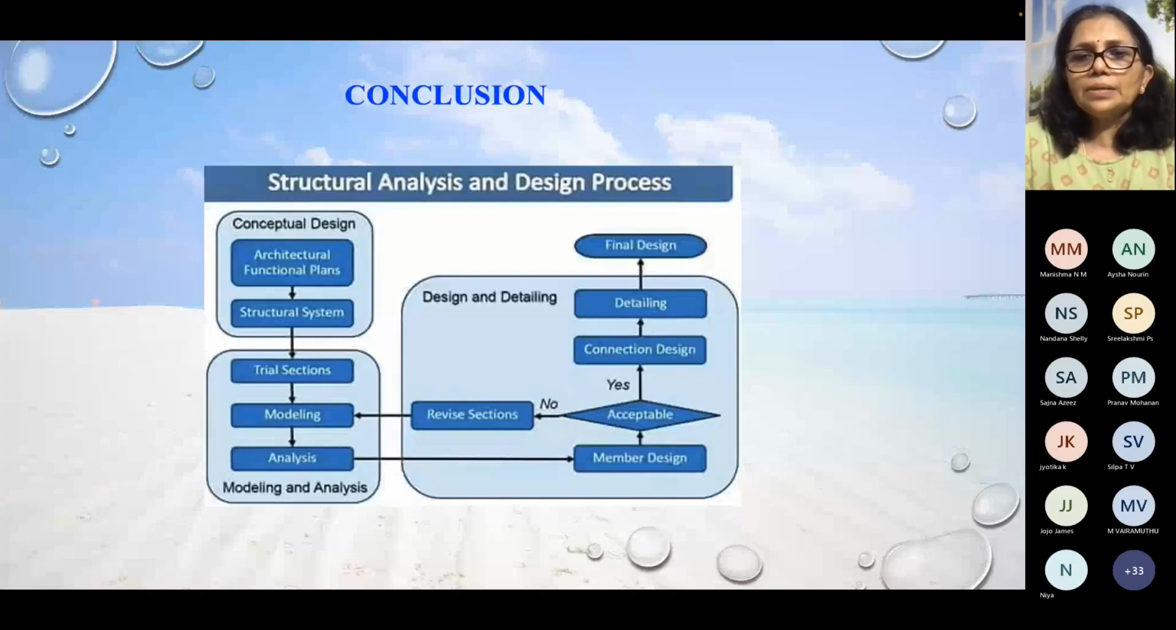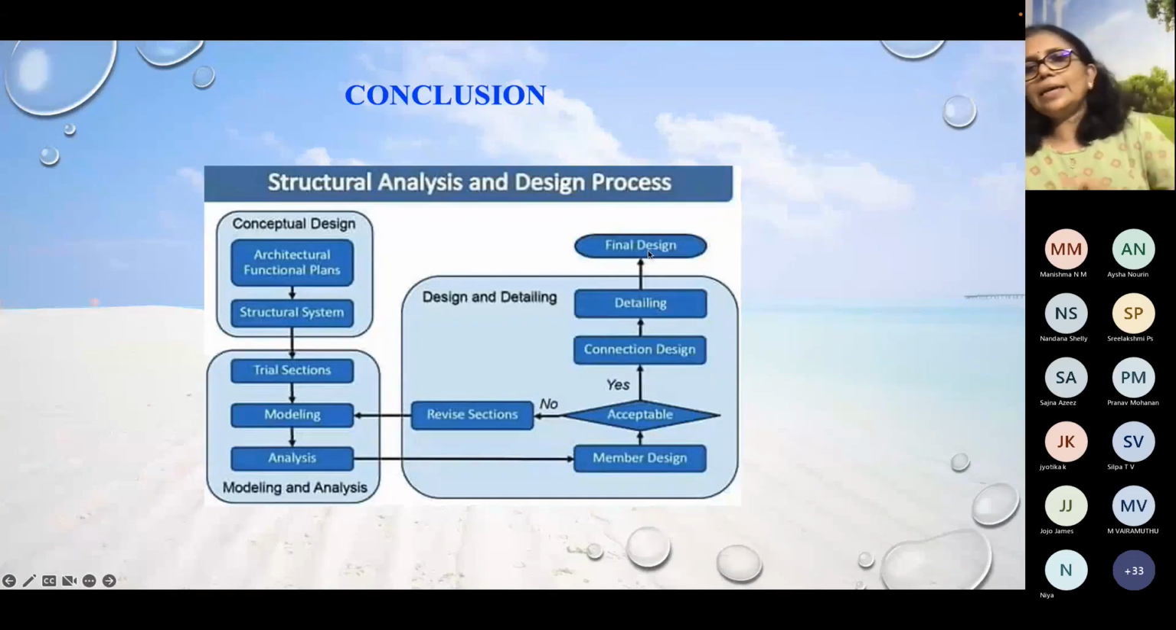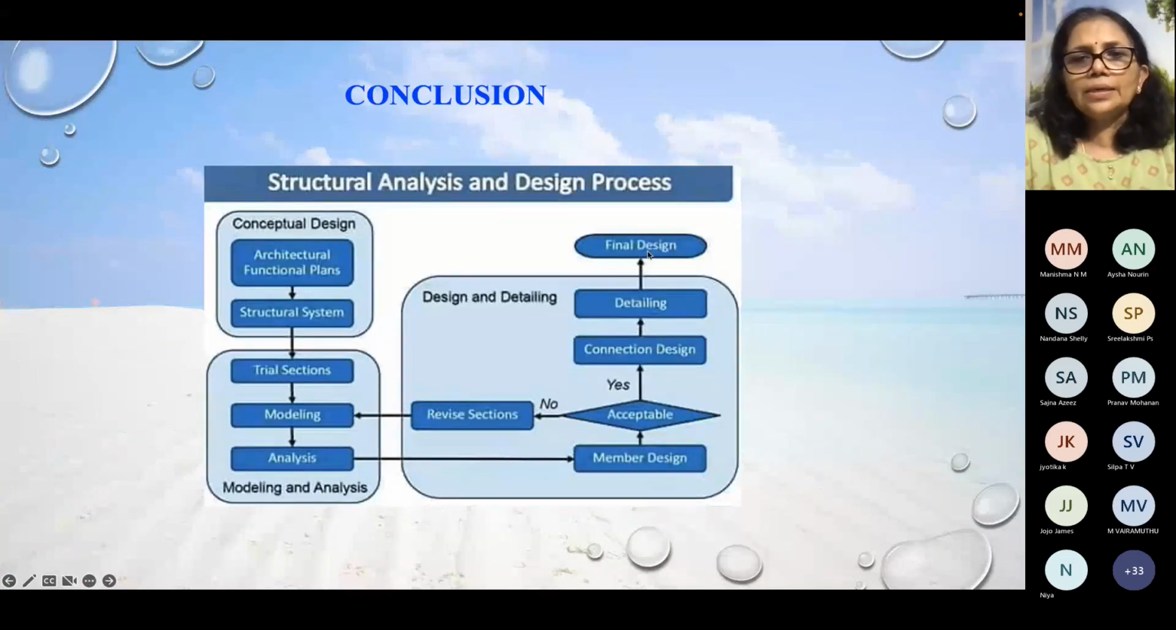If that member design is acceptable, then you can go in for the connection design. If it is not acceptable, you have to revise the section and then model it again. So this process is an iterative process, and then you finally come to a section which is acceptable, and then you design the connection and then detail it, and the final design and then the drawings. Then it goes to the site. This is the process which is happening in the design.